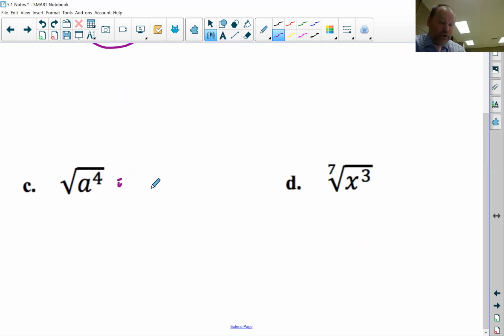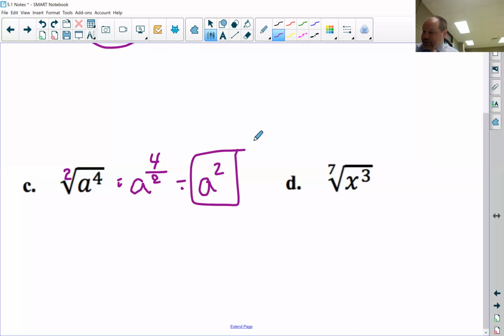Here's a tricky one, maybe. A to the 4 over... When there's no index, it's like there's a 2 there. And 4 over 2 is the same as 2. So we do want to reduce whenever we can with those powers. And the last one, x to the 3 over 7.